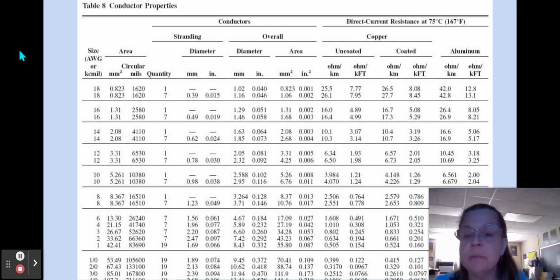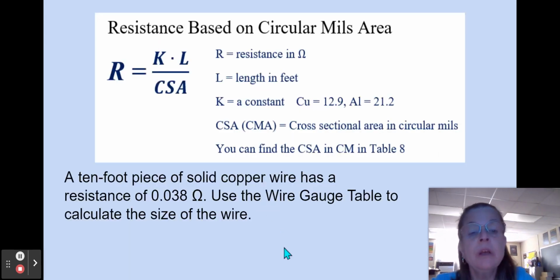So the two columns we're going to worry about are AWG and circular mils. So here's a sample question for you. A 10-foot piece of solid copper wire has a resistance of 38 thousandths of an ohm. Use the wire gauge table to calculate the size of the wire.